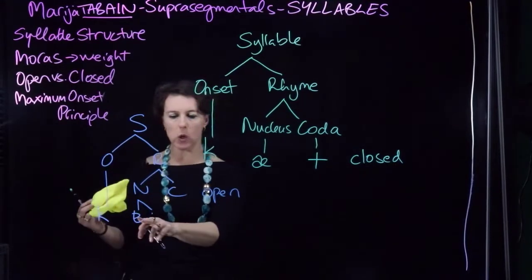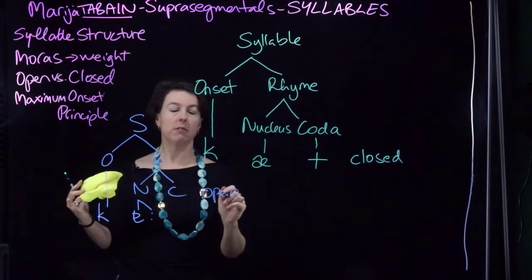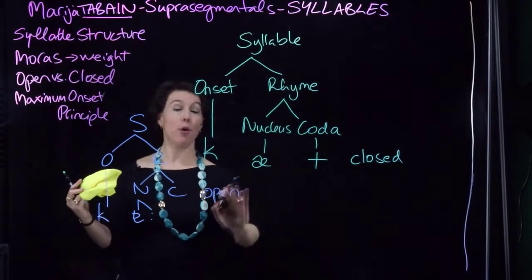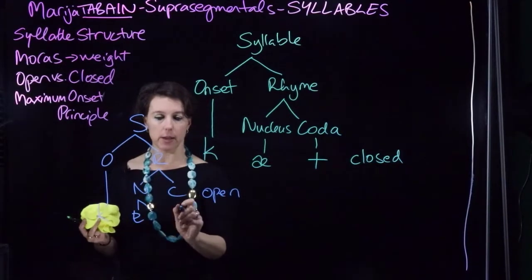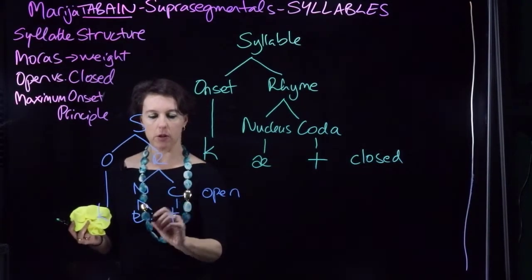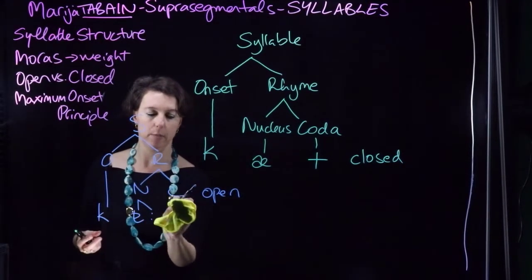So that's our first way we classify syllables, as to whether they're open or closed. I could close this syllable by putting a consonant in there, cart, as in horse and cart, but I'll leave it as an open syllable for now.